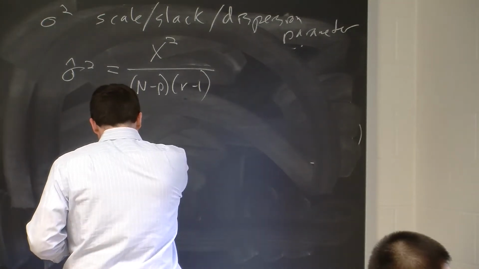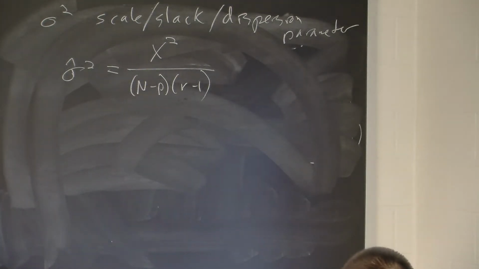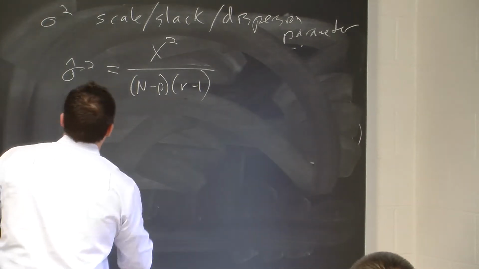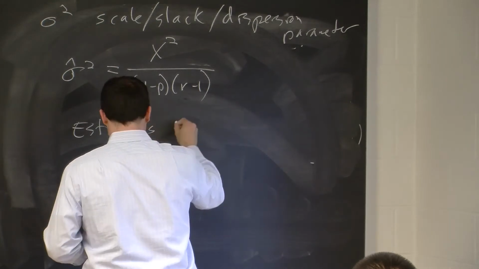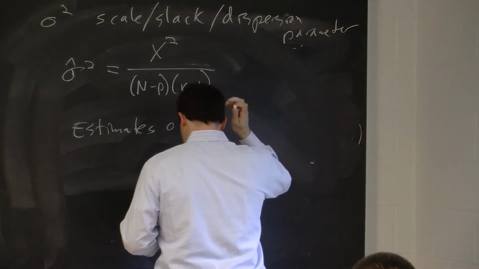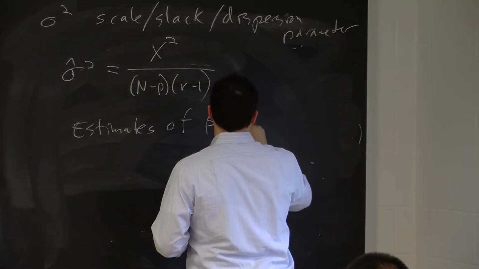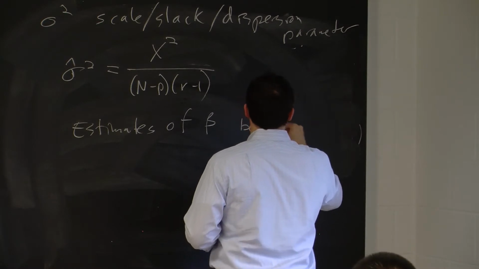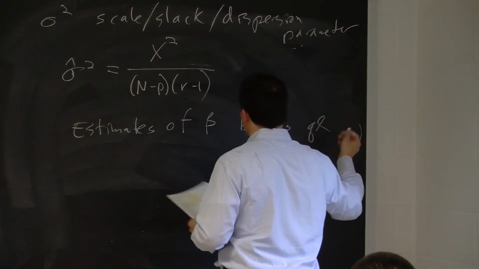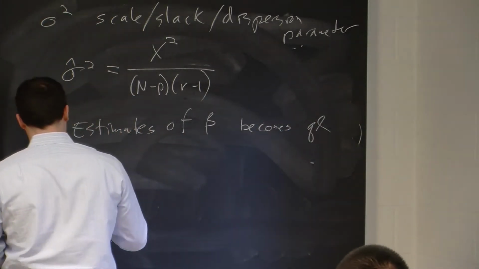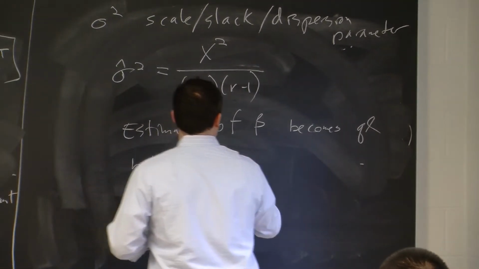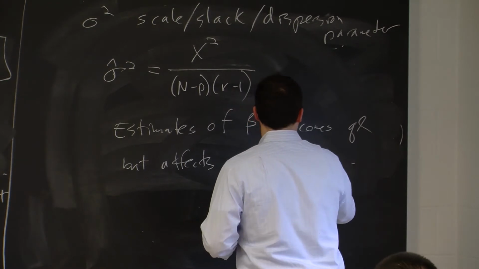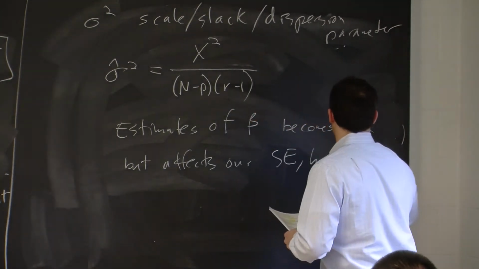Okay, and again, this is an overdispersion situation, and so it doesn't affect our estimates. The point of this is that beta becomes a quasi-likelihood estimate, which is something we didn't discuss, but it isn't affected, though it does affect our standard errors and our hypothesis tests.